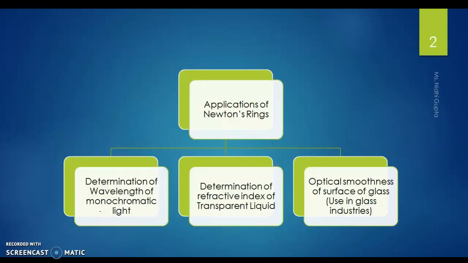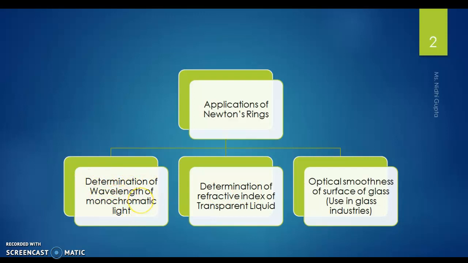So in the last class we discussed what Newton's rings are and how these rings are formed. In this class, we'll discuss the applications of Newton's rings, meaning where we can use this Newton's rings interference pattern. Here you can see there are three applications. First is determination of wavelength of monochromatic light.